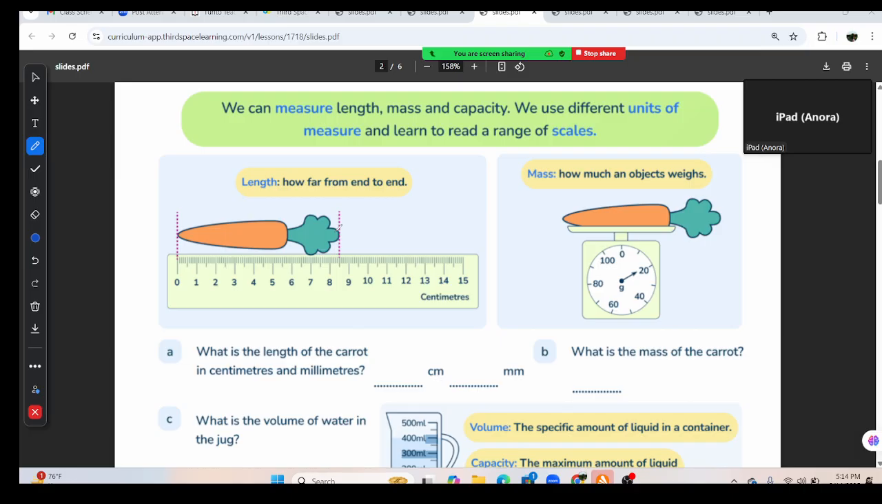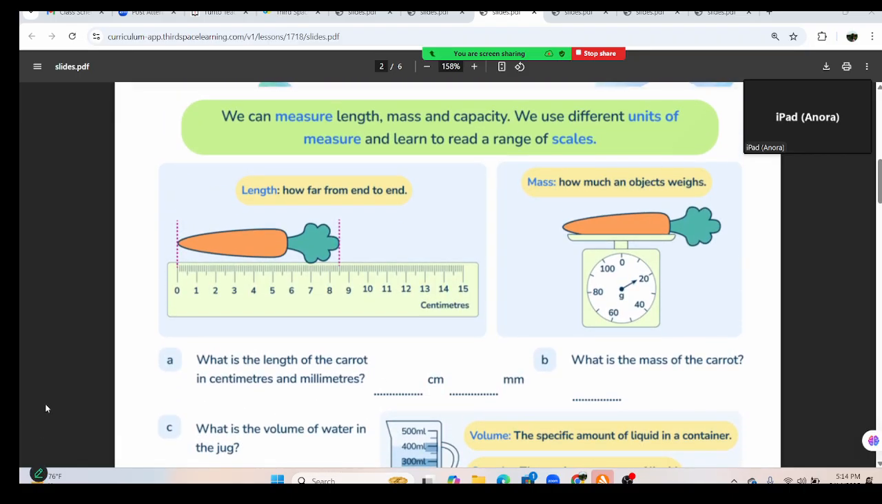8.5. Very good, 8.5. But you have to write it in centimeters as well as millimeters. Basically 8.5 means what? 8 is centimeter, right? And 5 is millimeter. How? Because we know in 1 centimeter there are 10 millimeters. So 8 is centimeter and 5 is millimeter. 8 centimeter 5 millimeter.